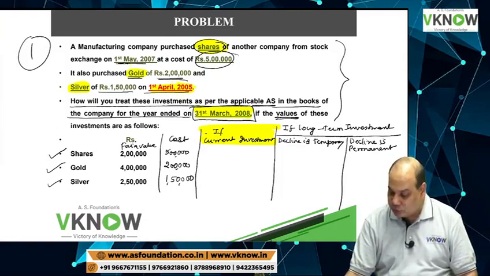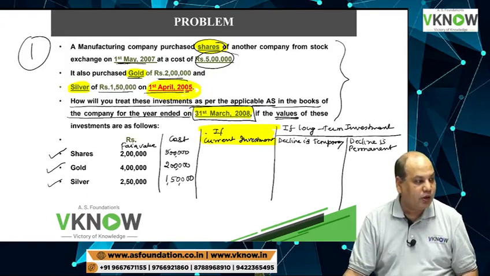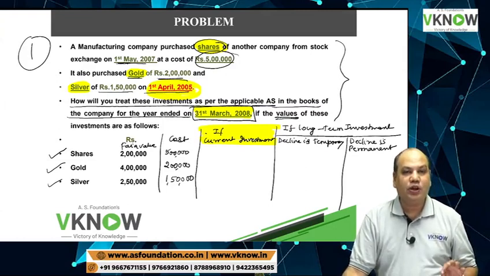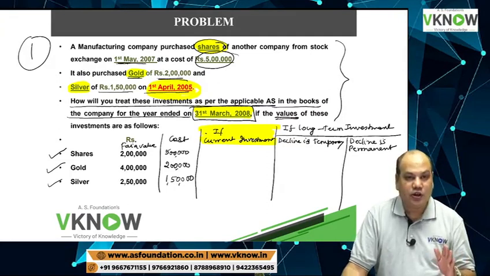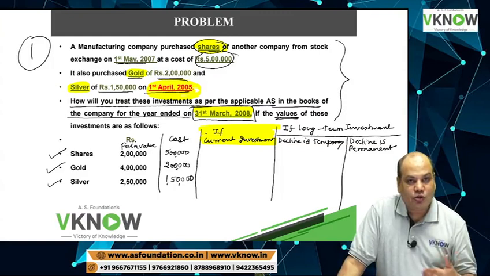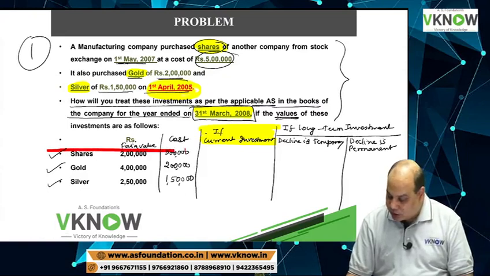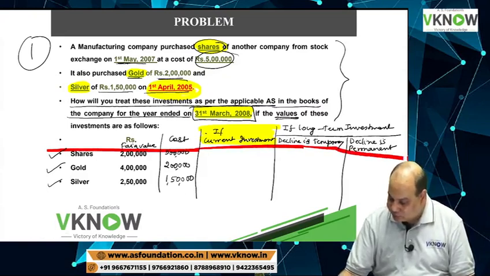Possible. You may have an intention to hold it for not more than 12 months, but for some reason you are not able to sell it. Then also it is okay. Even though it is still held for 3 years, but the intention to sell continues, we can still call it a current investment. So one by one, student will reply, suppose these are current investment.